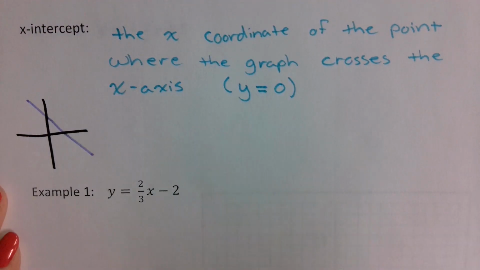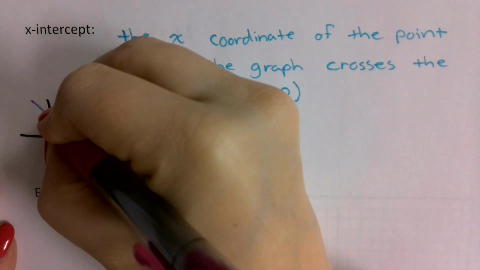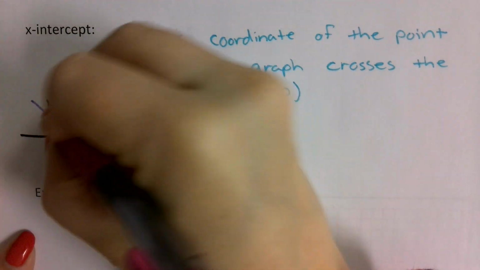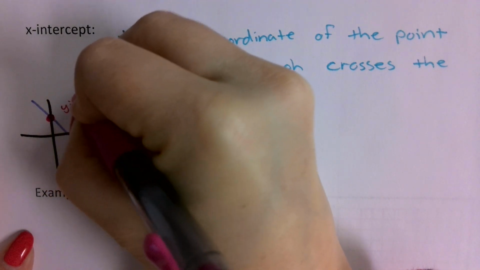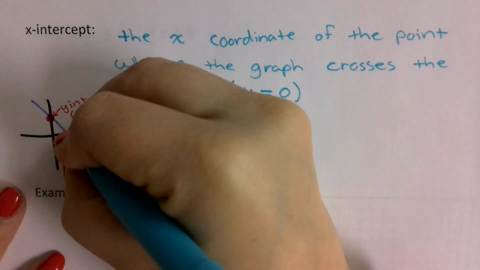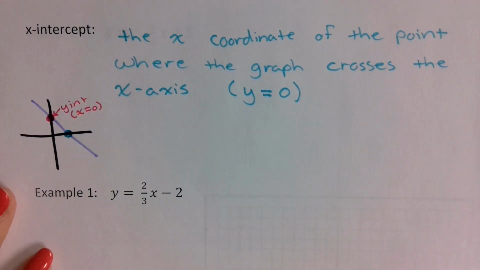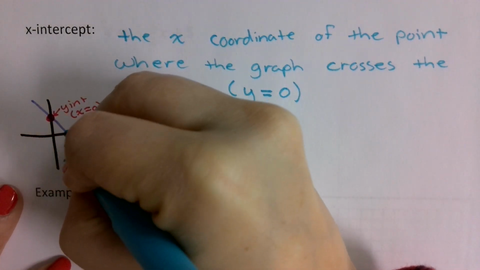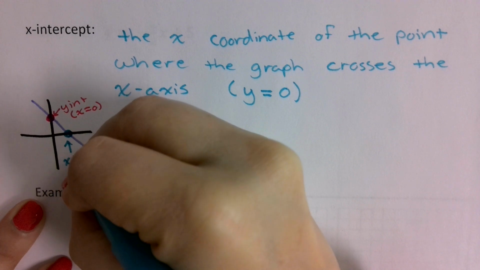our y-intercept is, again, where the line crosses the y-axis. That was our y-intercept. And again, that's when x was equal to 0. And then where your line crosses the x-axis, that was your x-intercept. So when y was equal to 0.